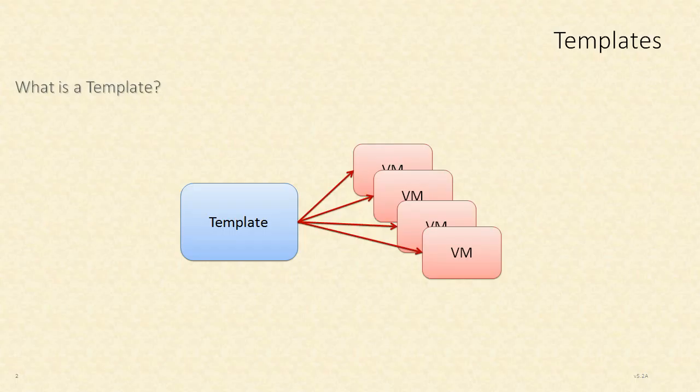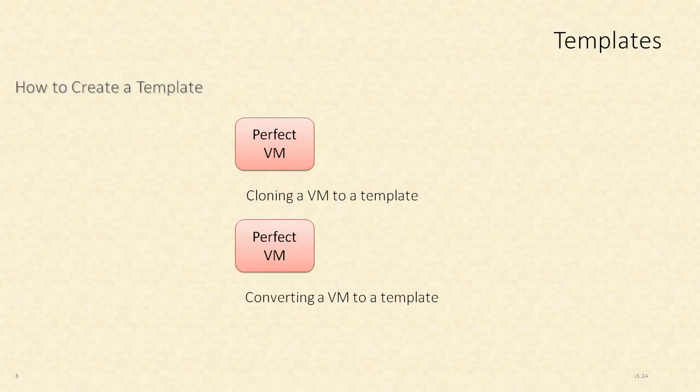So let's not get ahead of ourselves though here. Let's talk about how we actually create a template. A template is a virtual machine essentially. It's a virtual machine that we've converted to an image. So the first step is to create this perfect VM, a virtual machine that conforms to all of our standards and has all the latest Windows updates. It's essentially a perfectly configured virtual machine that meets all of our needs.